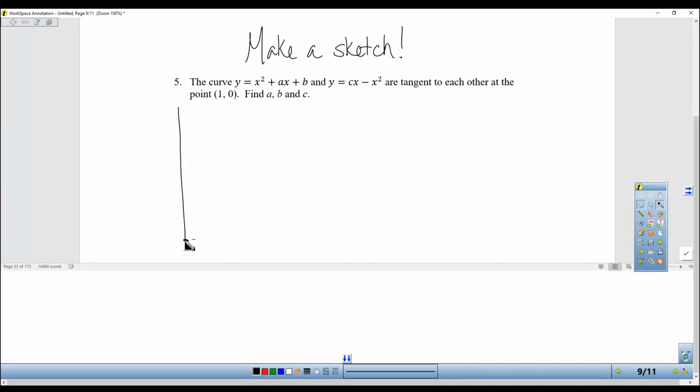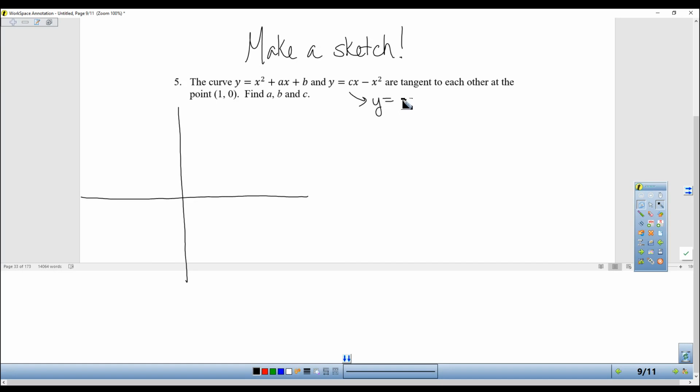You might be thinking, I don't know what it looks like. I don't know A, I don't know B. This is where all of your hard work in pre-calculus is going to pay off. We're going to graph what we do know. So I do know that this is an upward parabola. On this one, though, you actually know a lot more than you think you do.